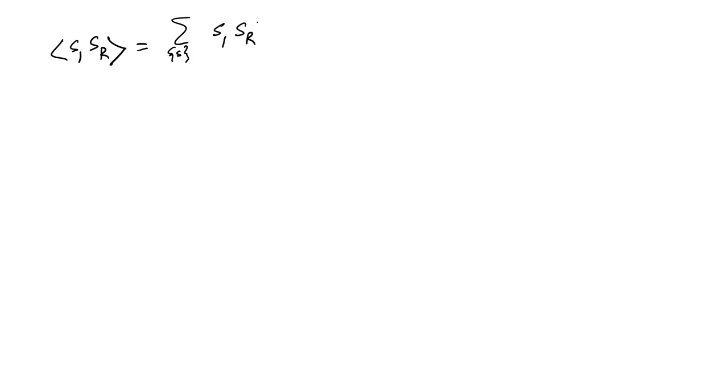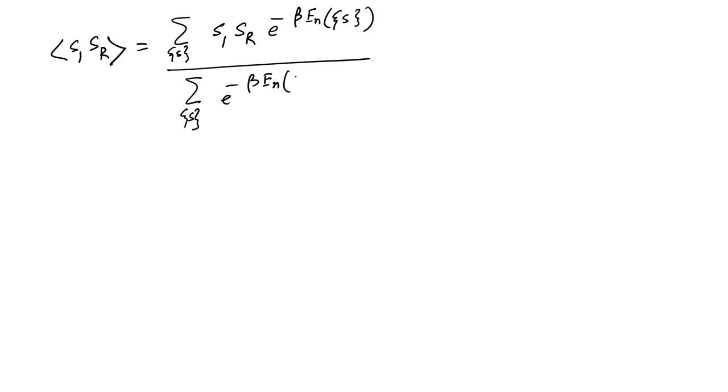This is how any thermal averages are calculated. Throughout the course, we have seen that, and you have an E_N, and then there is this {S}. This {S} in the curly bracket simply means all possible orientations of S, which in this case is just plus and minus 1. And then you have to divide it by the sum of exponential minus beta E_N, which is the partition function of the system.